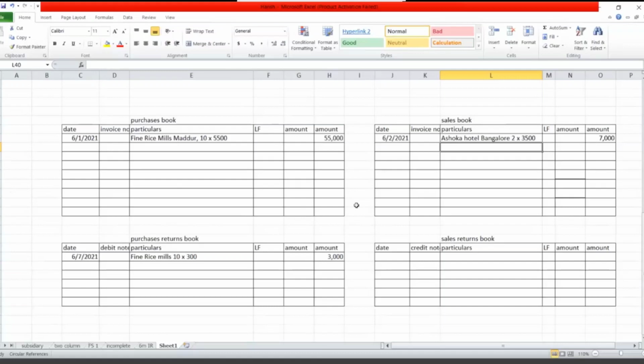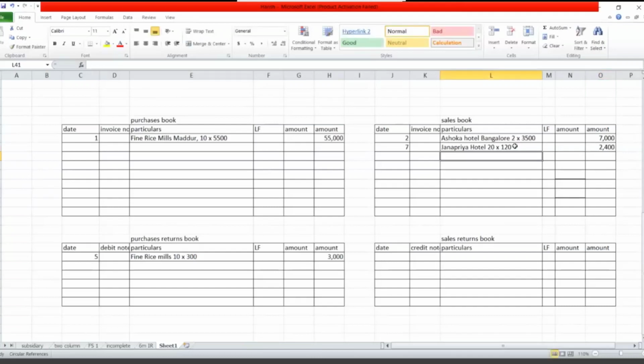What is the next transaction? Sold 20 kg of coffee powder to Janapriya Hotel on 7th. There is a problem with the dates. Let me start directly with date 2. Yeah, I have rectified the error. No issues. Now, on 7th, Janapriya Hotel, 20 kgs, each one costs 120. So 20 into 120, how much will you get? 2,400.